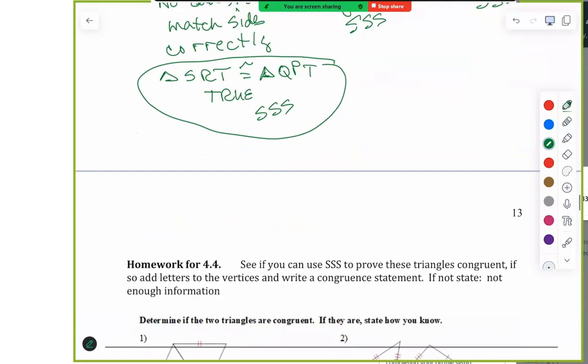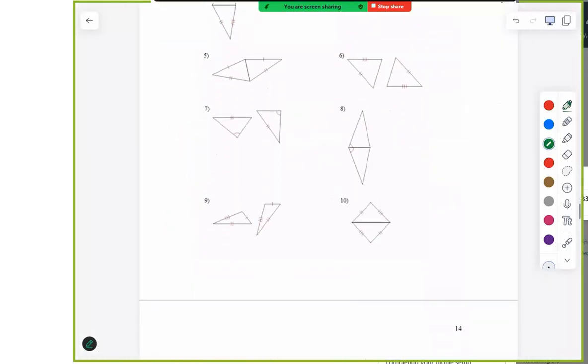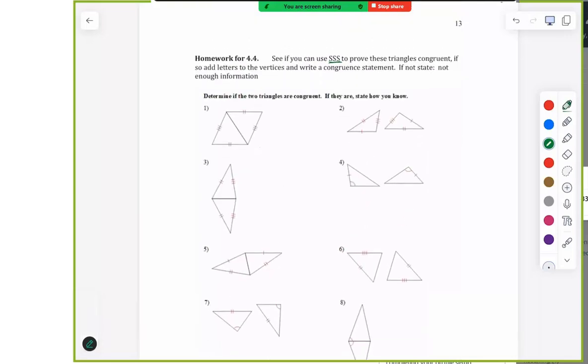Now your job for homework is to do this. See if you can use side, side, side. So you have to have equal sides to prove these triangles congruent. You have 10 problems. If you can prove that they're congruent, you're going to add letters to the vertices and write a congruency statement. If not, state not enough information. I will tell you that of these 10, 4 are not enough info.